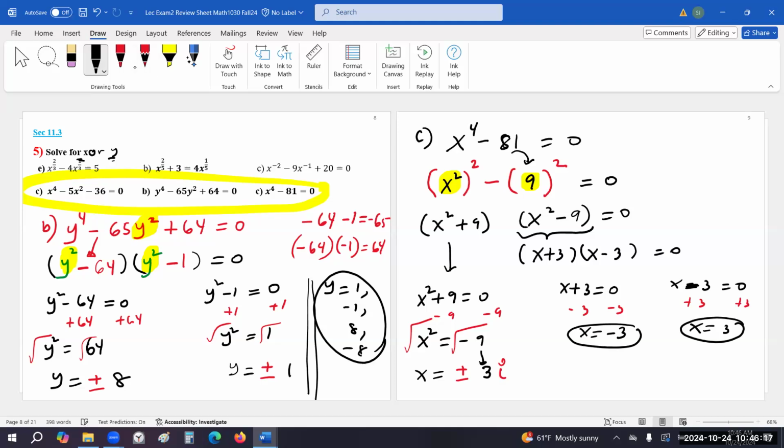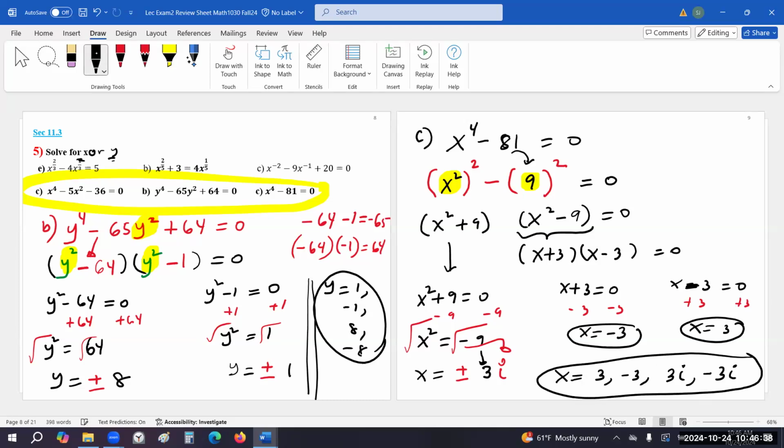So 9 gives us 3, negative gives us i, and since we take the square root of a variable, we get plus or minus. So we have plus 3, minus 3, plus 3i, minus 3i. 4 solutions. And usually for a 4th degree polynomial, we have 4 solutions. Usually, but not always true.